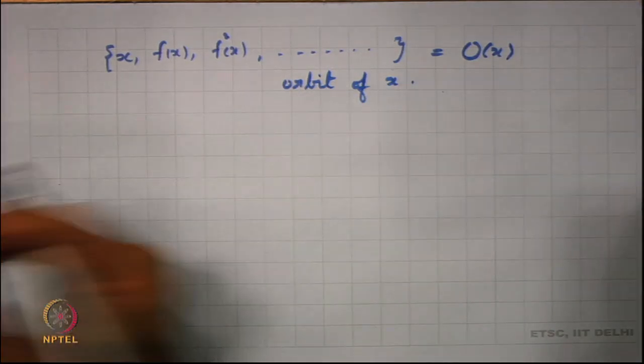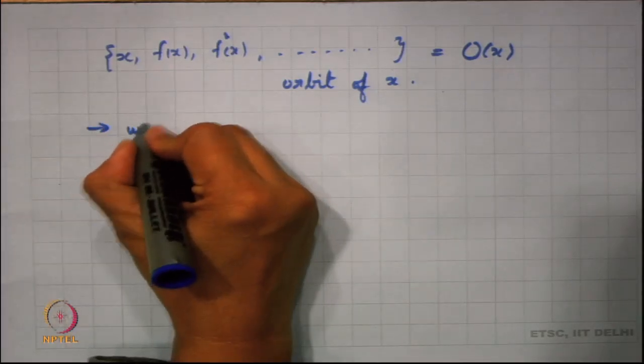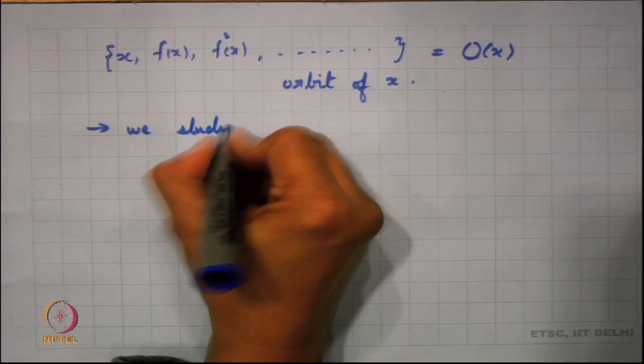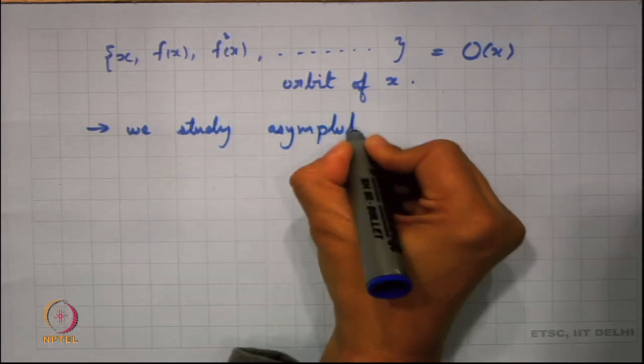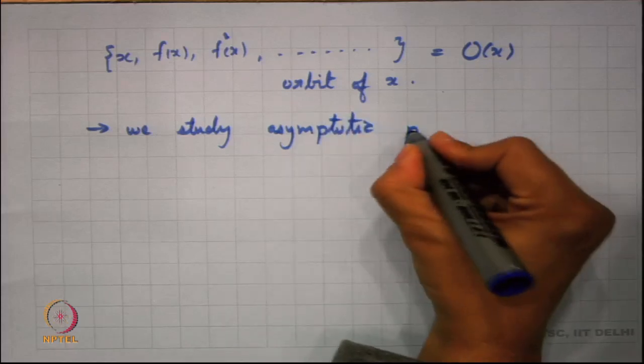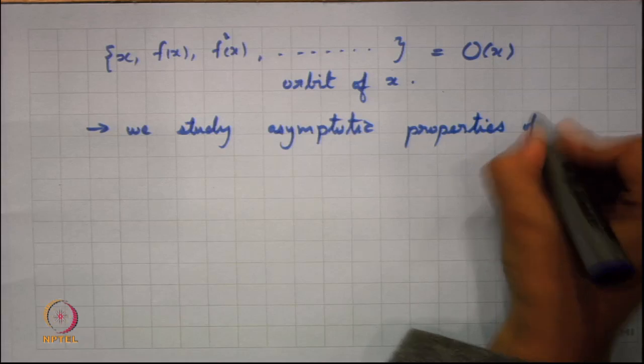And what do we study in dynamical systems? We study the asymptotic properties of all x in X. Now, this is the asymptotic property.